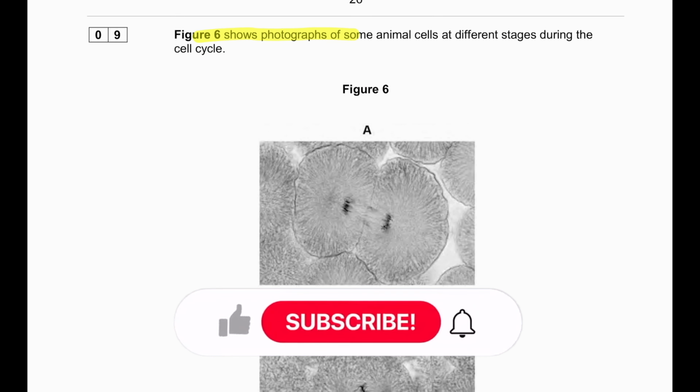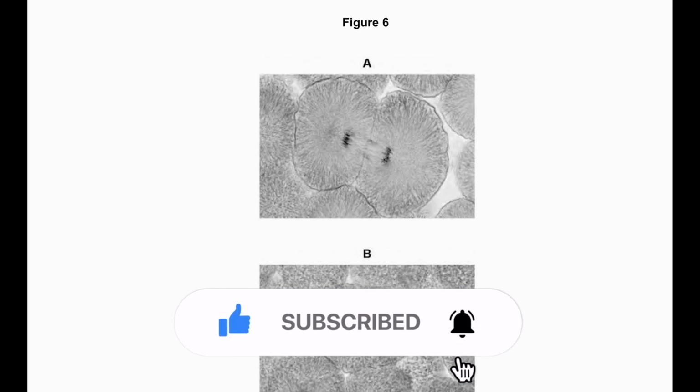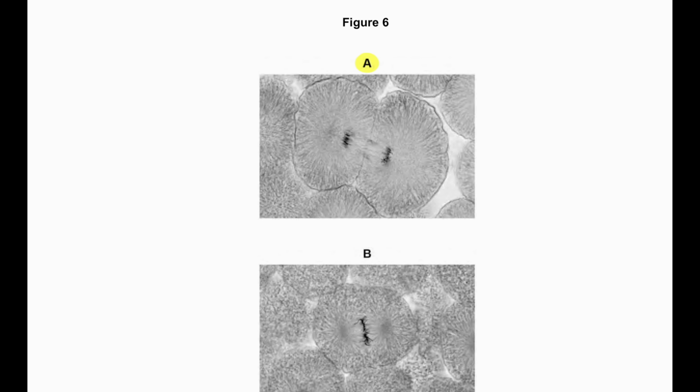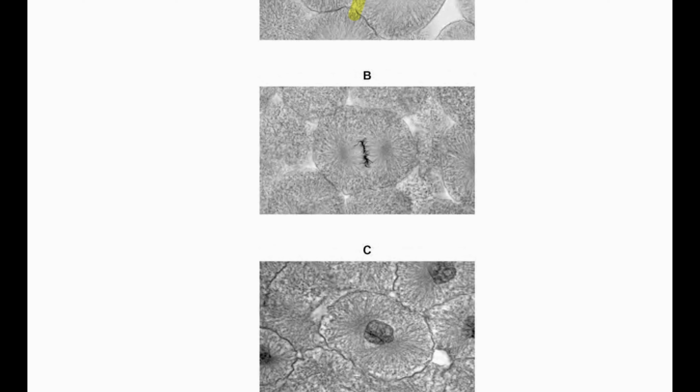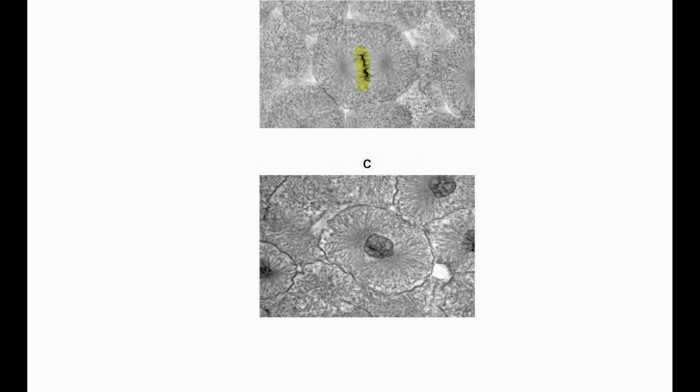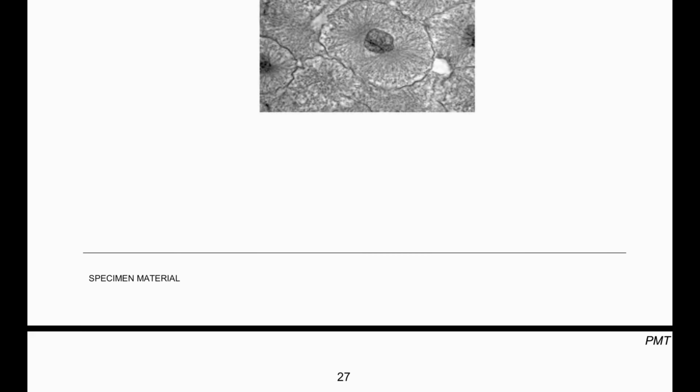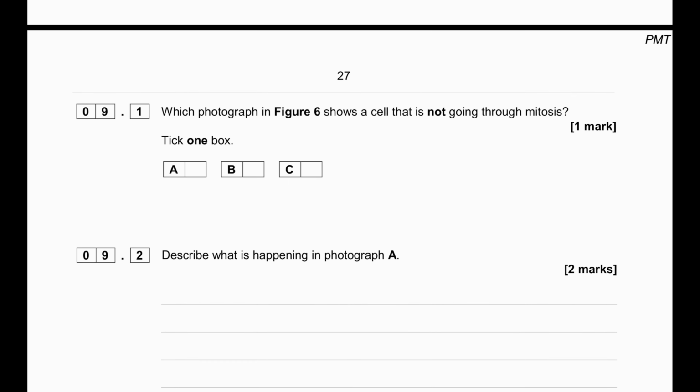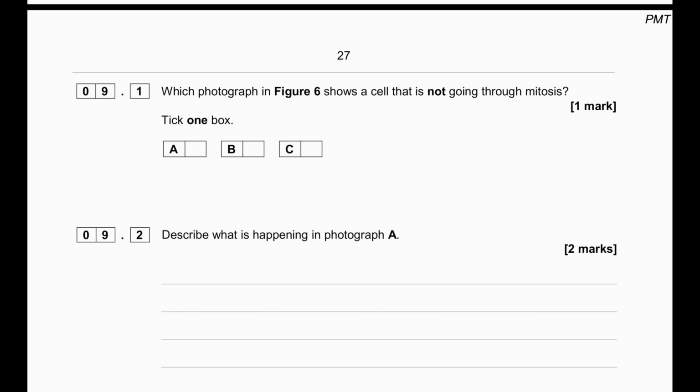Figure 6 shows photographs of some animal cells at different stages during their cell cycle. In A, we can see cytokinesis, where the cells are turning into 2 new cells. In B, we can see metaphase. And in C, we can see the cells like normal. So we can say either it is prophase or it is the normal cell cycle, where it is not going through mitosis, just the general life cycle of the cell.